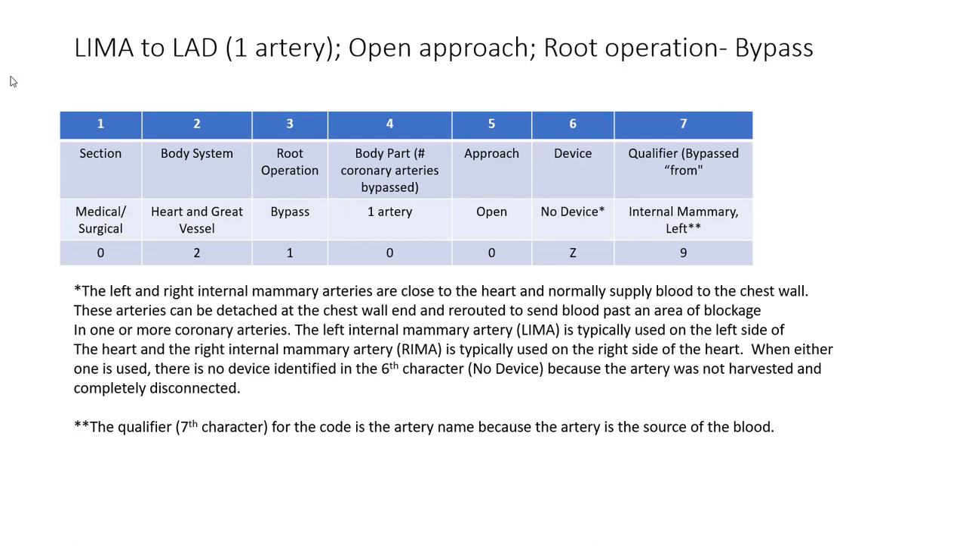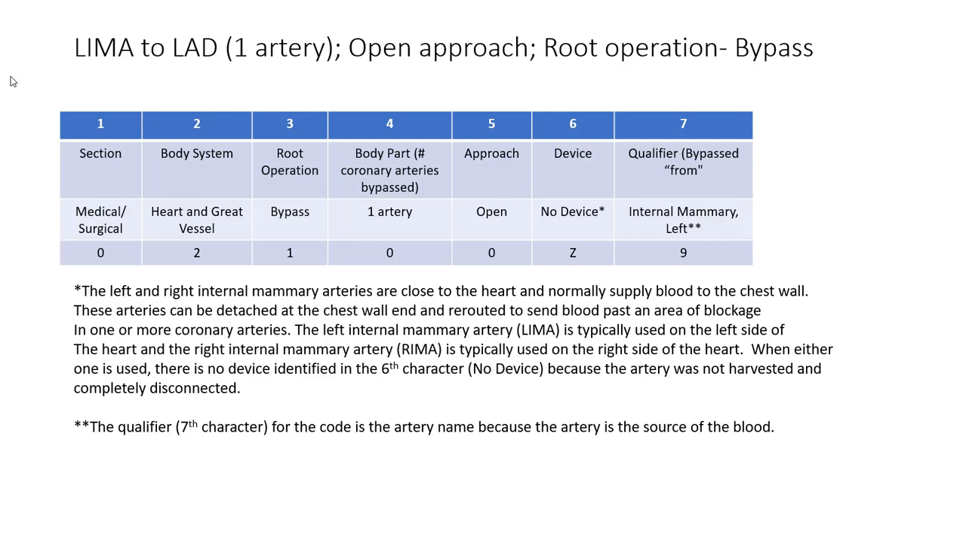The left and right internal mammary arteries are close to the heart. They normally supply blood to the chest wall, but those arteries can be detached from the chest wall and rerouted to send blood past an area of blockage. They are not disconnected from the body, so we do not code them as a device. We say no device in that 6th character position when an internal mammary artery is used for that bypass procedure. And then for the 7th character, where's the blood coming from? It's coming from the left internal mammary. So that is going to be your qualifier value, and that's a 9.